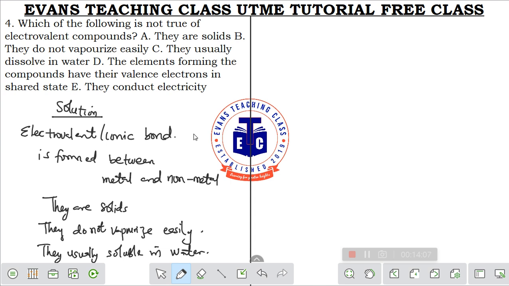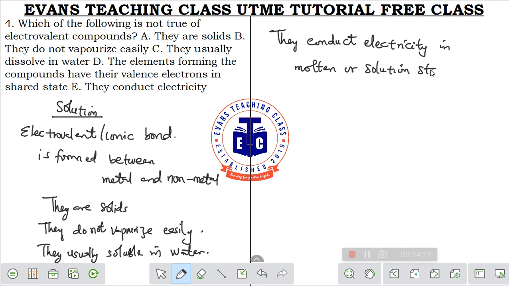Another thing is they conduct electricity in molten or solution or aqueous states. So they are even used as an electrolyte. Something like that we're going to be talking about, that's in electrolysis. It's part of the topic I'm going to teach my students in the paid class.